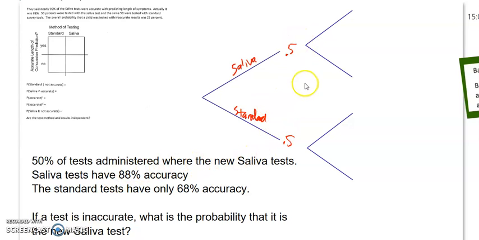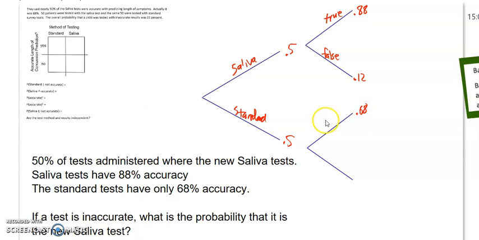Saliva tests have 88% accuracy. So when we use the saliva test, it is accurate, or it comes up with a true and accurate diagnosis on the length of concussion. It's not like a false positive or that kind of thing that we talked about earlier. But then it's inaccurate, or I guess false, 0.12, just doing a little complement, 1 minus the 0.88, 0.12. The standard test is used half the time, and they only have a 68% accuracy rate.